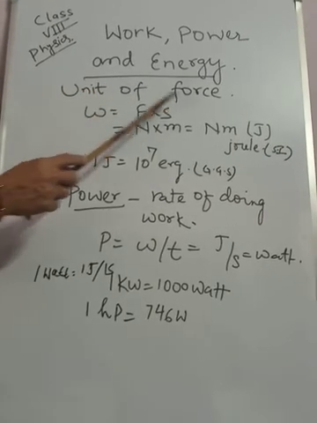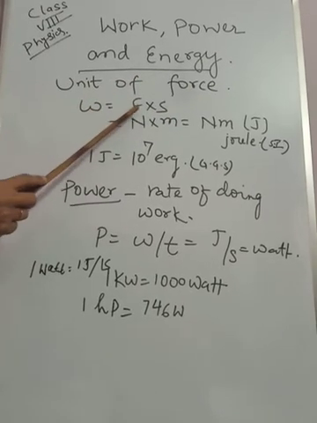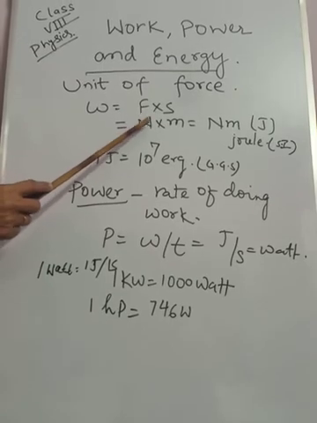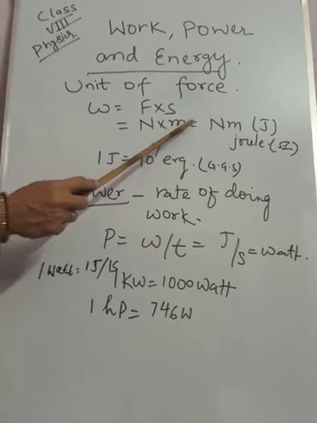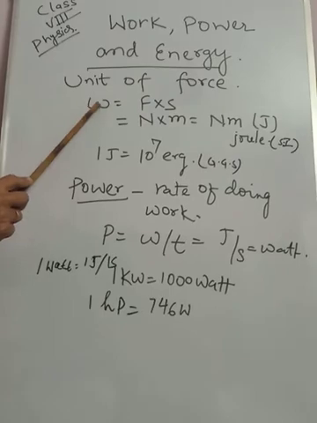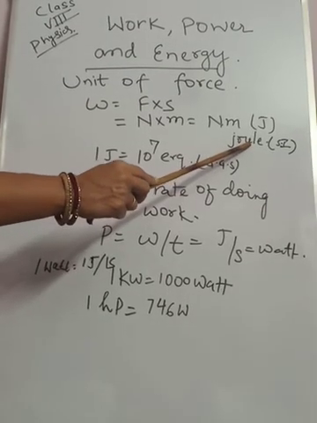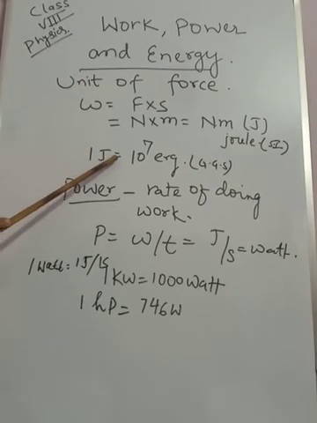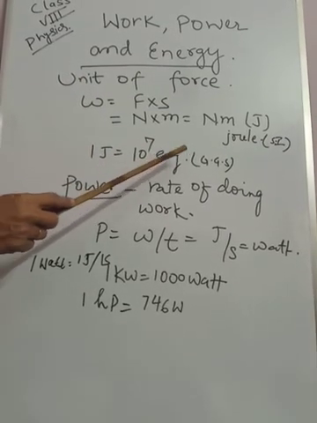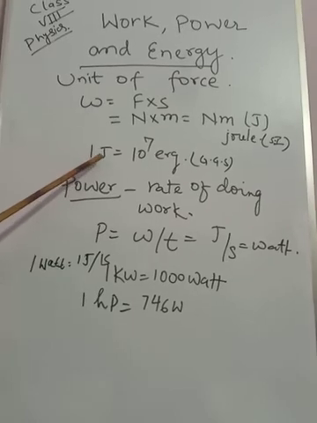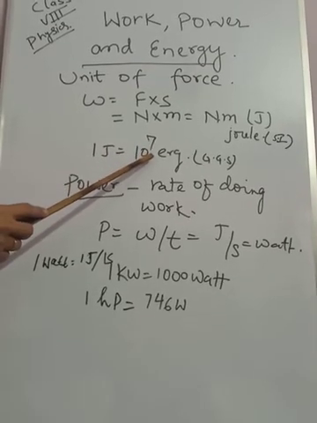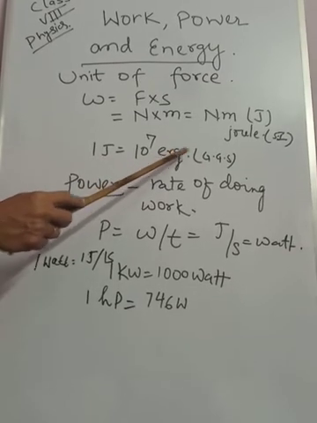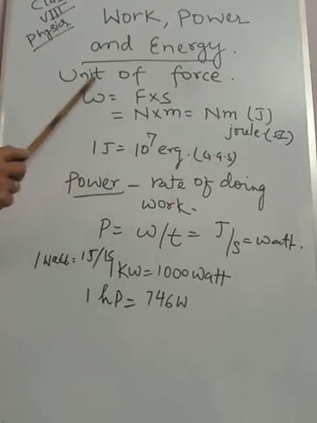Now the unit of work, W is equal to F into S. The unit of force is Newton and the unit of displacement is meter. So Newton meter is the unit of work done, which is also known as joule. Joule is the SI unit of work. The relationship between joule and erg is 1 joule is equal to 10 to the power 7 erg. Erg is the CGS unit of work.